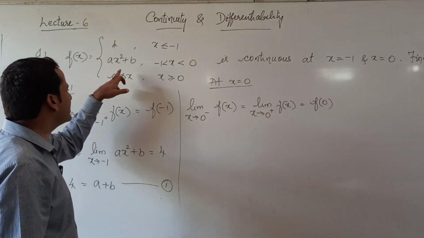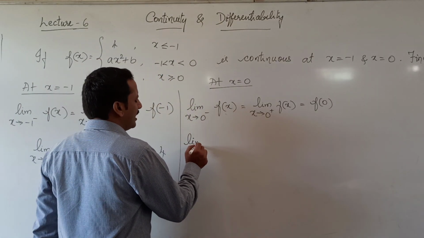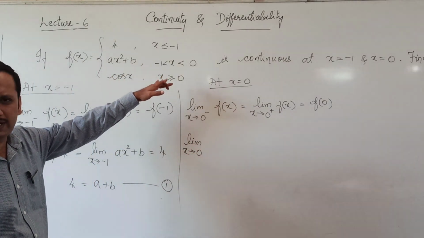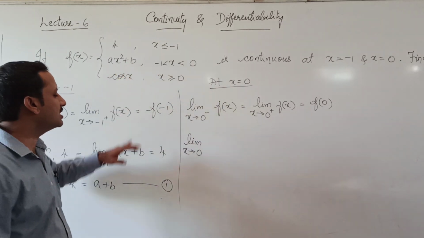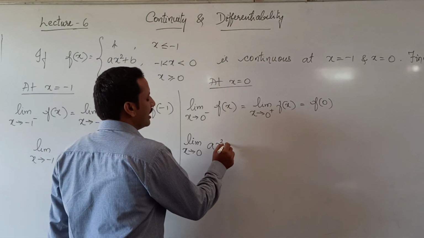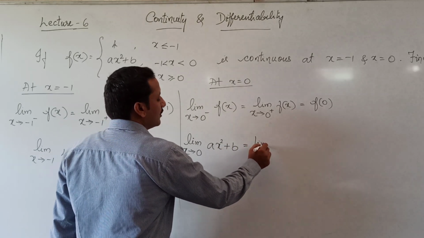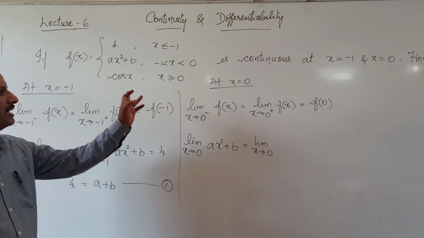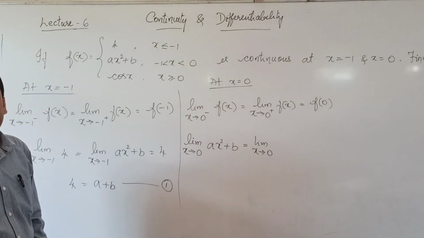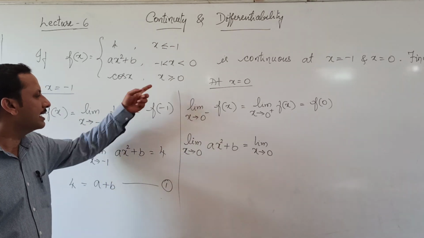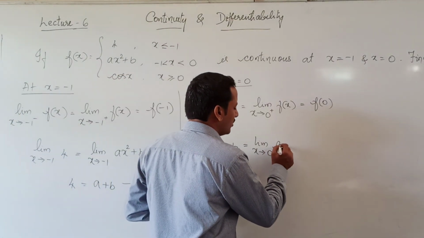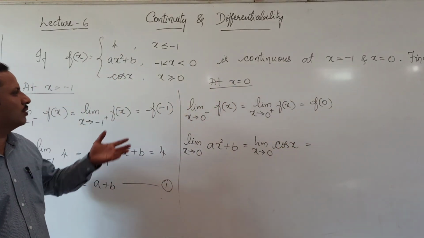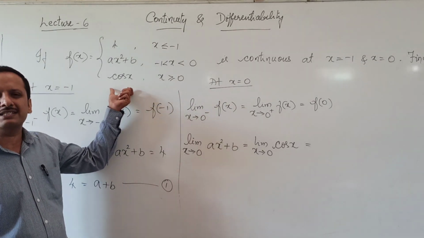Left hand limit, x is approaching 0 from left side. When x approaches 0 from left side, x is less than 0, then the function is defined as ax square plus b. That's equal to the limit x tends to 0 plus f of x. X is approaching 0 from right side, which means x should be greater than 0. Whenever x is greater than 0, the function is defined as cos x. That's equal to f of 0. At 0, the function is defined as cos x.